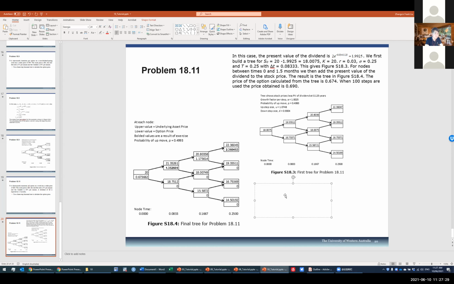That's what I wonder: why in the European option case do we just add back the dividend to S0, the current stock price, without adding it at every node? But for American options, we have to add back the present value of dividend at every node. Not every node. It's only the nodes that... let me just finish writing that.